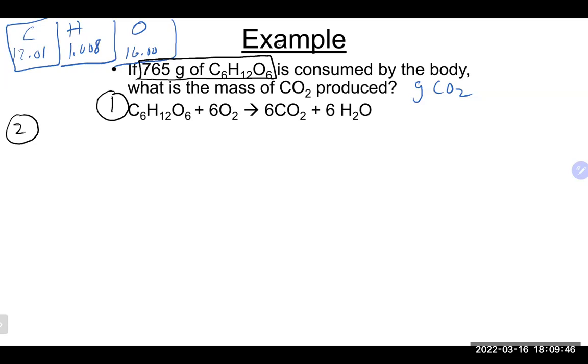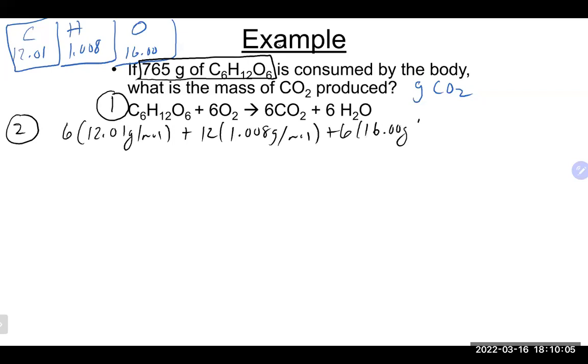In order to do that, we need to go to the periodic table and get the molar mass. So we're just going to add up all the parts there. That is 6 times 12.01 for the carbons, plus 12 times 1.008 for the hydrogens, and 6 times 16 for the oxygens. Gives us a molar mass of about 180.2 grams per mole for our C6H12O6.